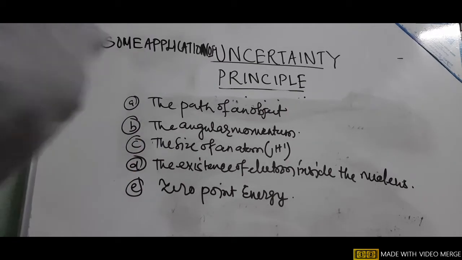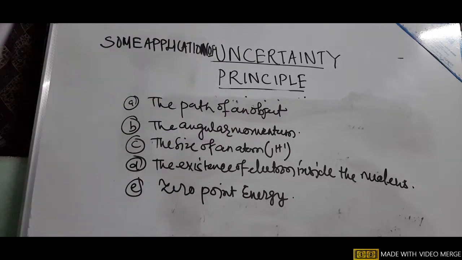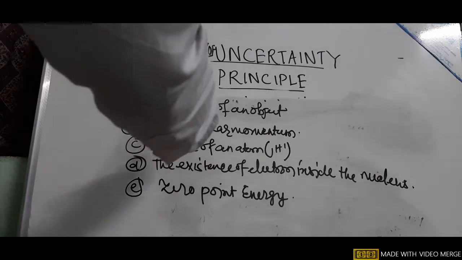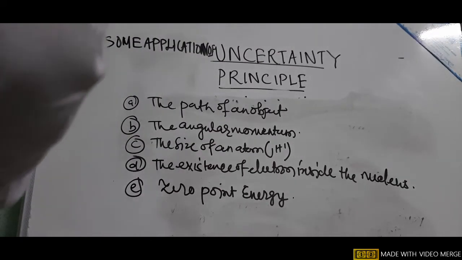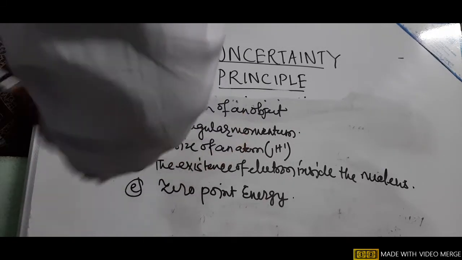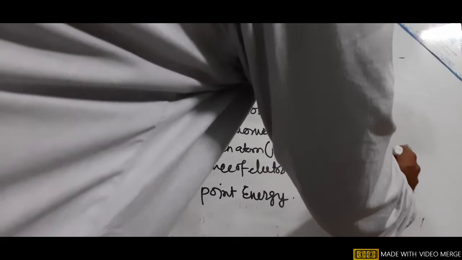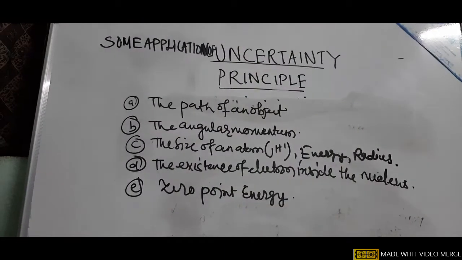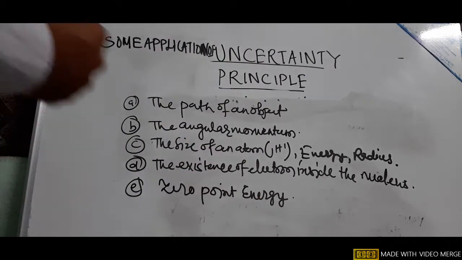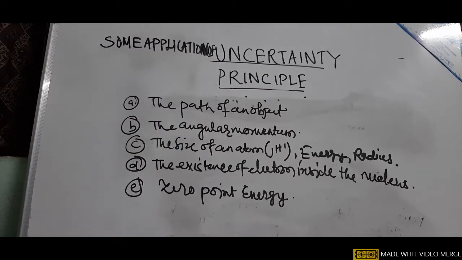So here I will discuss some applications of the uncertainty principle. Firstly, I'll discuss the path of the object. Then I'll go for the angular momentum, and then how this uncertainty principle is used to determine the size of the hydrogen atom, that is the energy of the hydrogen atom as well as the radius of the hydrogen atom. Then we'll discuss how the electron cannot be present inside the nucleus, and lastly how the Heisenberg uncertainty principle is used to find out the zero point energy.